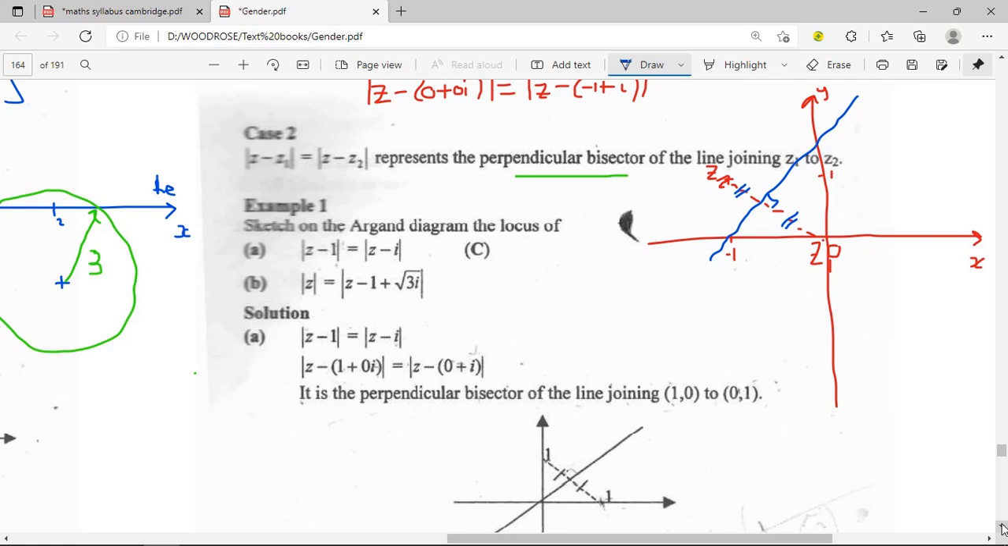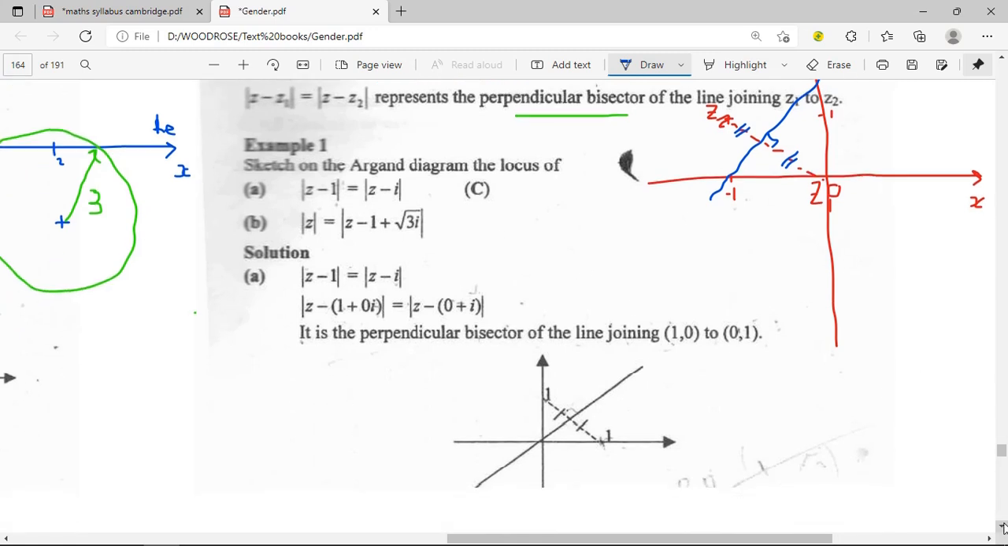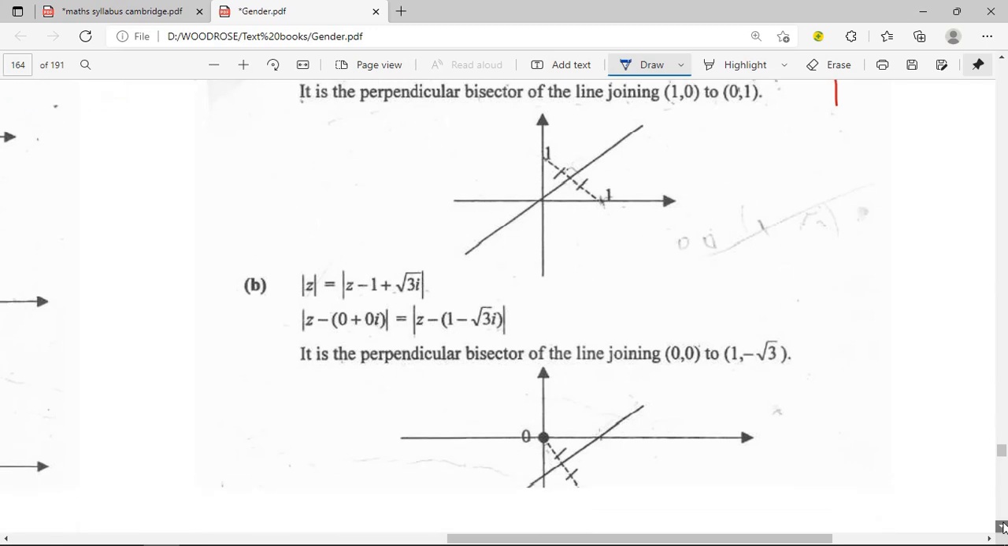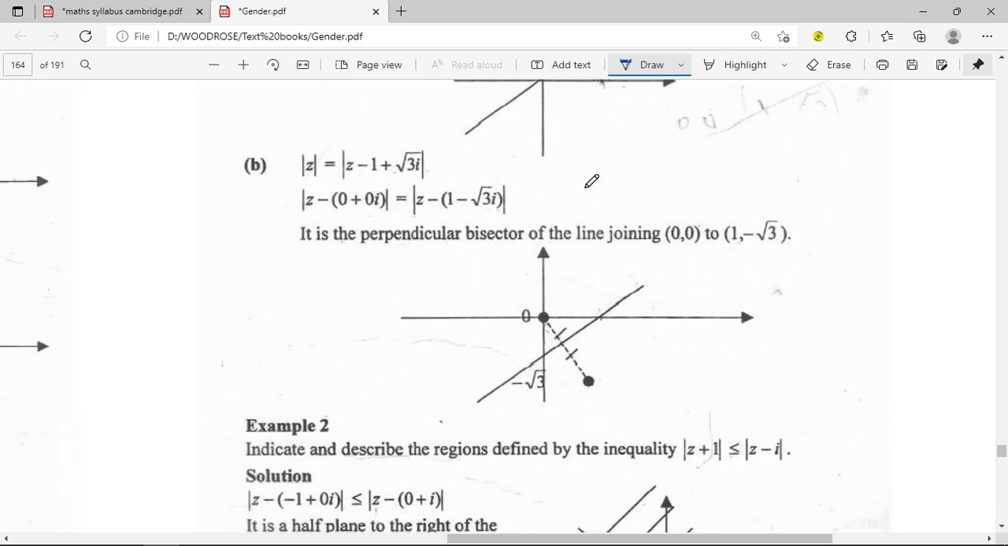So you can pause this video and go through example A and B, this one. Can you pause this and try on yourself how to come up with this? Then let me scroll down. I hope you are going to get the same results. For A, this is your diagram. You can pause the video. Then for B, this is the diagram.